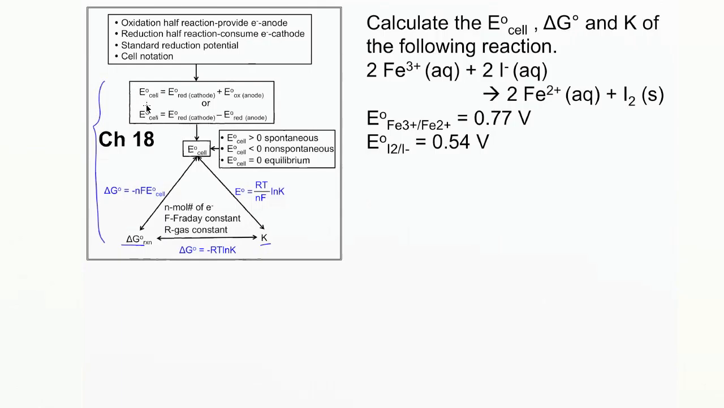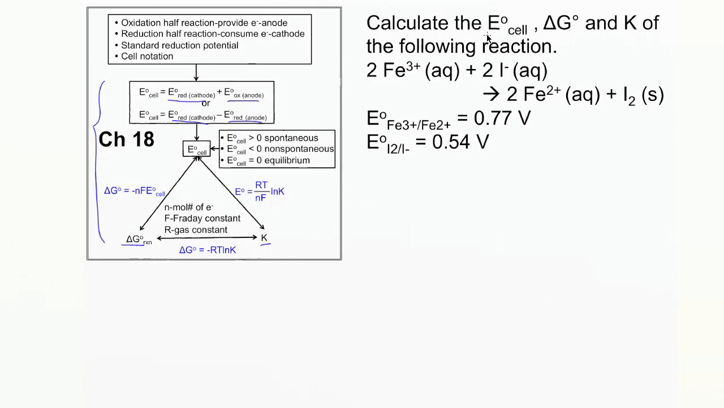Here we have two ways to calculate the cell potential. You can use the reduction potential of the cathode plus the oxidation potential of the anode to get the cell potential, or you can use the reduction potential of the cathode minus the reduction potential of the anode to get the cell potential. Both ways are available for you, and you should get the same answer if you're using them correctly. I'm gonna show you how to use both of them in this question.